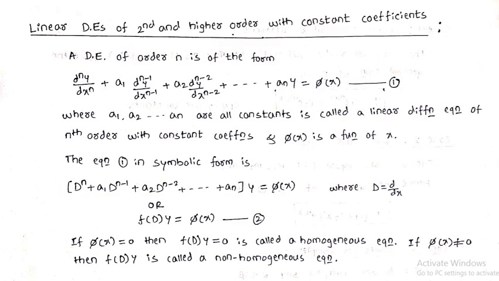Suppose the right-hand side, that is phi(x), is equal to 0. Then f(D) y = 0, and the equation is said to be a homogeneous equation. Suppose phi(x) is not equal to 0, that is f(D) y is not equal to 0, then the equation is said to be a non-homogeneous equation. So remember: if the equation is equal to 0, it is a homogeneous equation; if it is not equal to 0, it is a non-homogeneous equation.